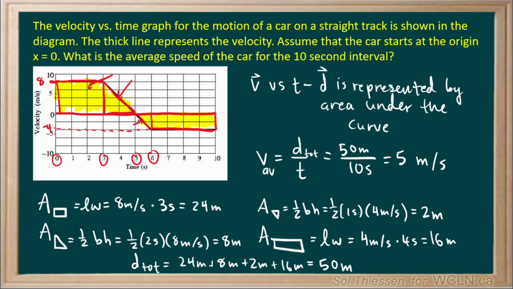So this is average speed. Total distance over total time taken, 50 meters over 10 seconds, which is 5 meters per second.